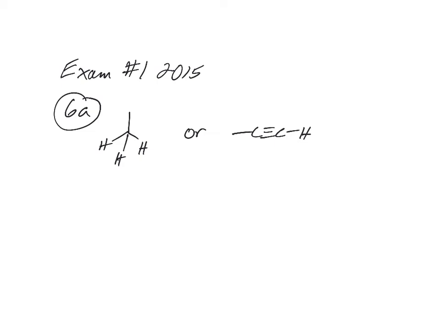All right, so taking a look at exam number 1 from 2015, looking at 6A, and the question asks, which compound in each pair is more acidic? So the more acidic compound here, basically we're looking for a difference between these compounds and looking at our factors that affect acidity. So the difference here is hybridization state. So that carbon right there is sp3 hybridized, and this carbon is sp hybridized.